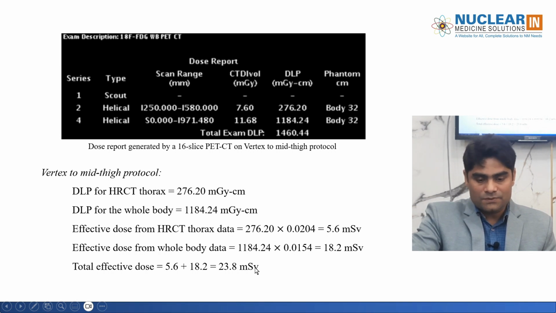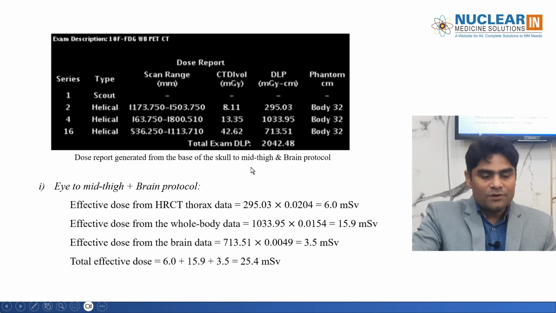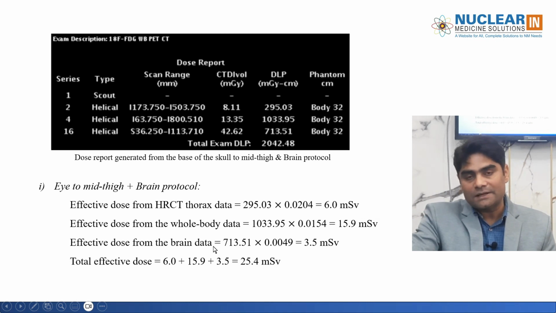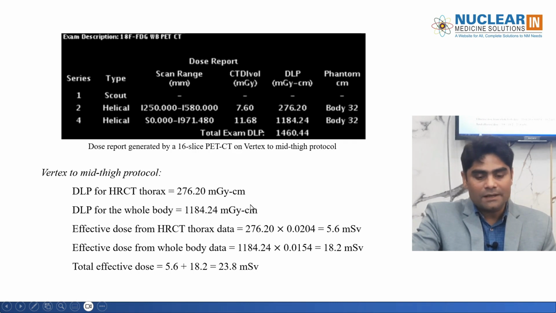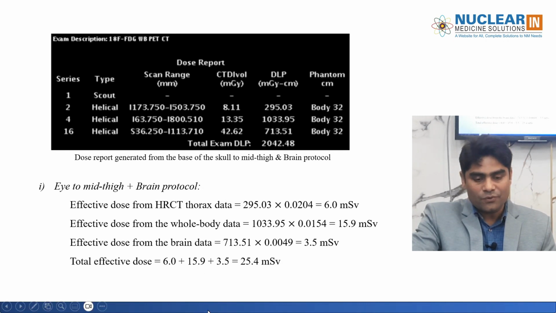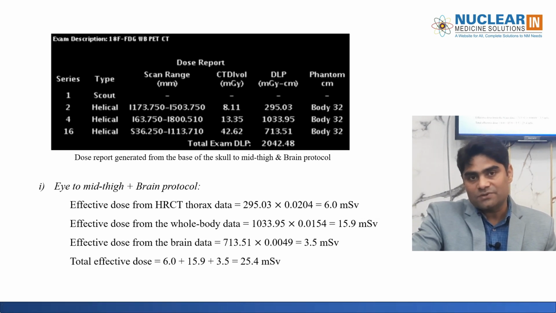And just have a look, this is the dose report for the vertex to mid-thigh protocol PET CT. When we go for the eye to thigh plus brain protocol, the dose report accounts for the brain data also. So we multiply the conversion factor with the brain, and now the dose becomes 25.4. Just have a look, this was 23.8 when we did the vertex to thigh protocol, and it becomes 25.4 when we do the eye to thigh plus brain protocol. This is almost a 10% difference.